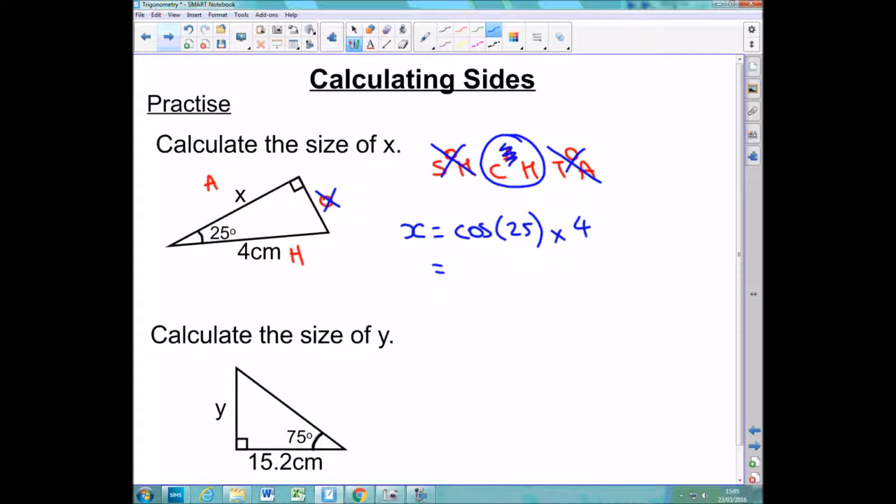Again, use my calculator and round it to 2 decimal places. I get 3.63 centimeters to 2 decimal places.